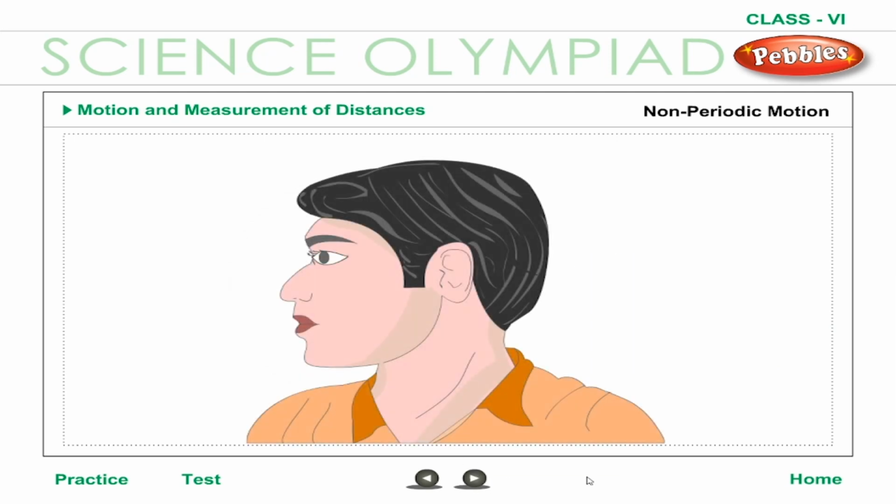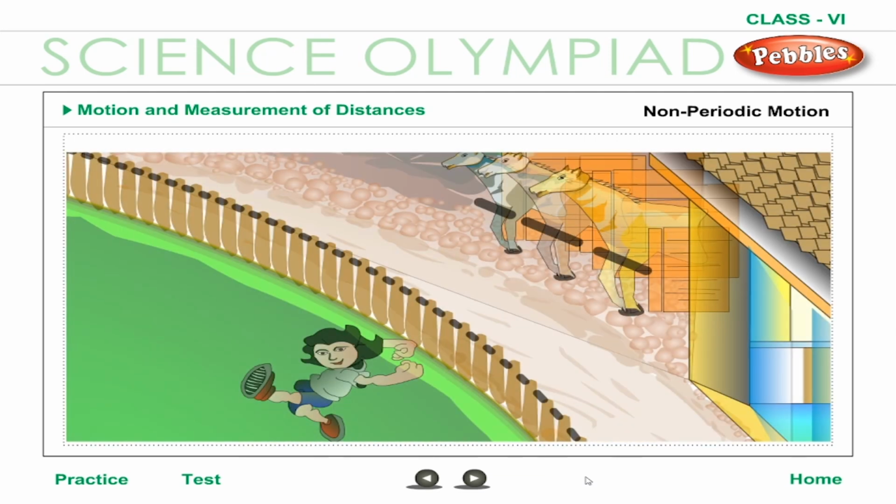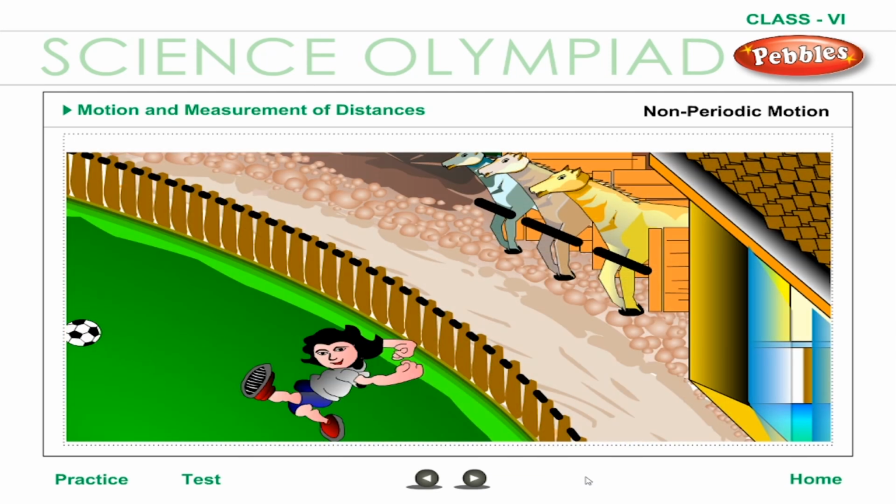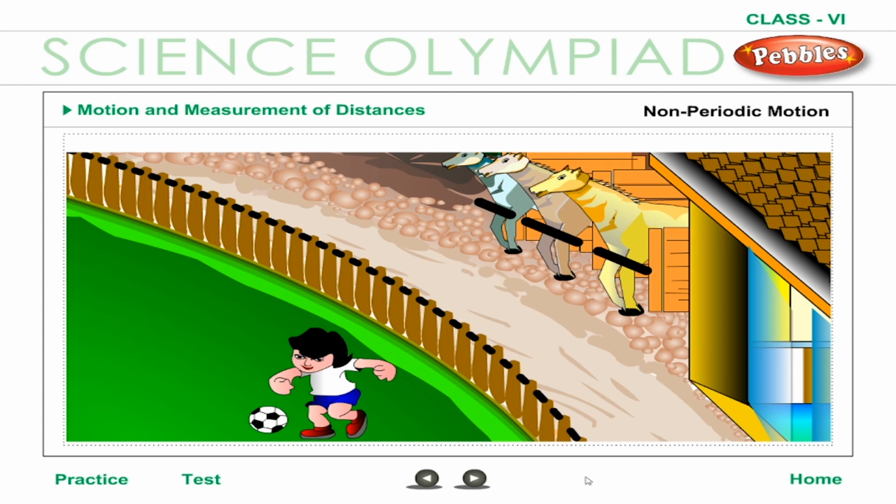Non-periodic motion. In case of a non-periodic motion, the motion does not repeat itself after regular intervals of time. Examples of non-periodic motion are blinking of eyes, occurrence of earthquakes, playing a football on the ground, moving a car on the road, and occurrence of a landslide.